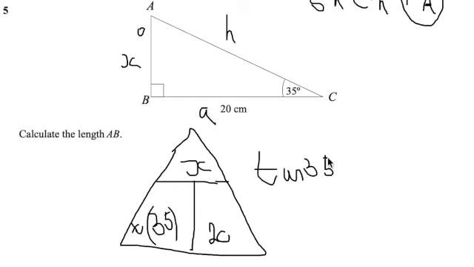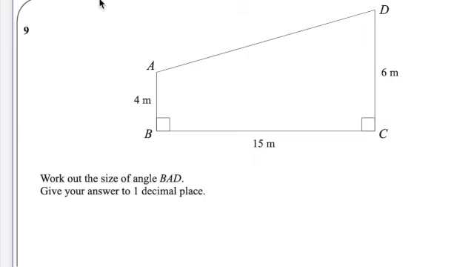So they're all pretty much similar as you go through each question, but what you have to do is write out SOHCAHTOA, see what you have, what you don't have, and then relate it to the formula which you're given. And then we're going to move on to a slightly harder question now. This is a more difficult one as there are multiple stages to this. Work out the size of angle BAD. You want to give it to 1 decimal place.